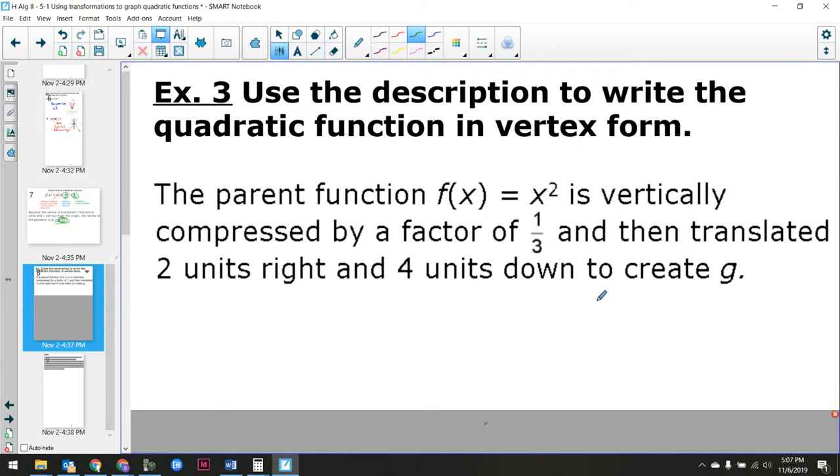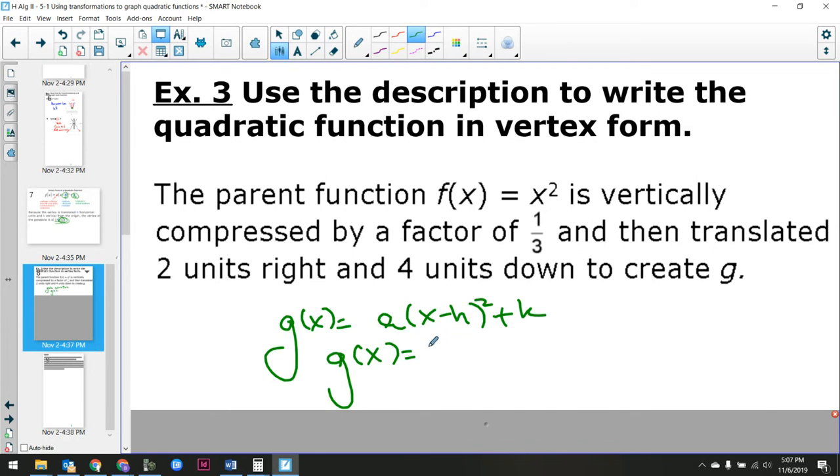So the parent function x squared is vertically compressed by a factor of 1/3, translated 2 units right and 4 units down to create g. I can do all of this at the same time if I know a times (x minus h) squared plus k. See, that just rolls off my tongue. It's like poetry.